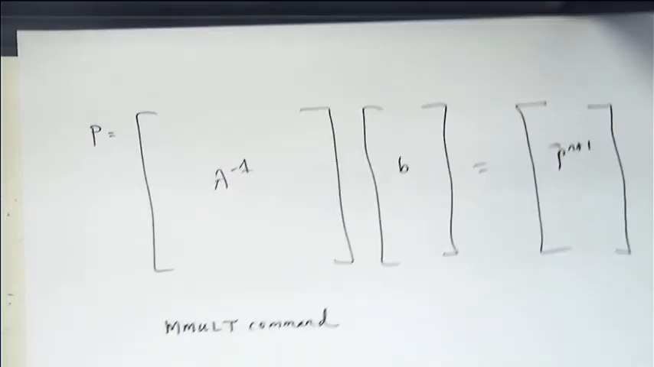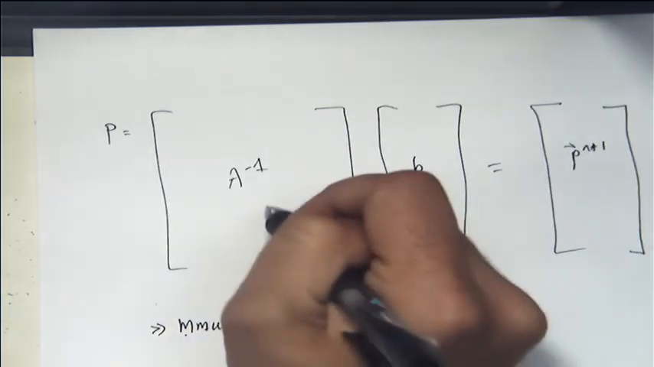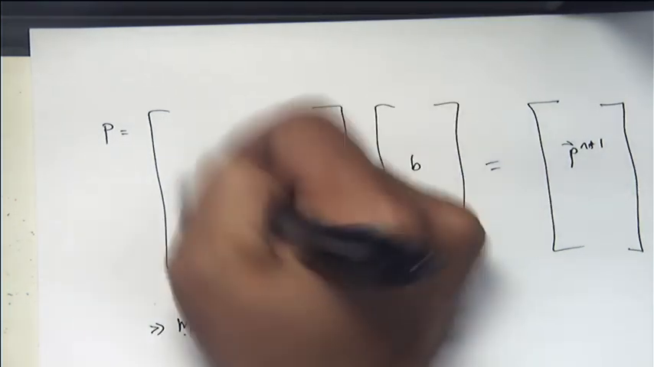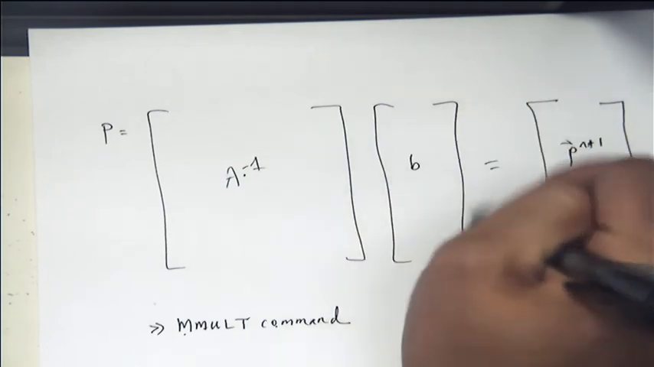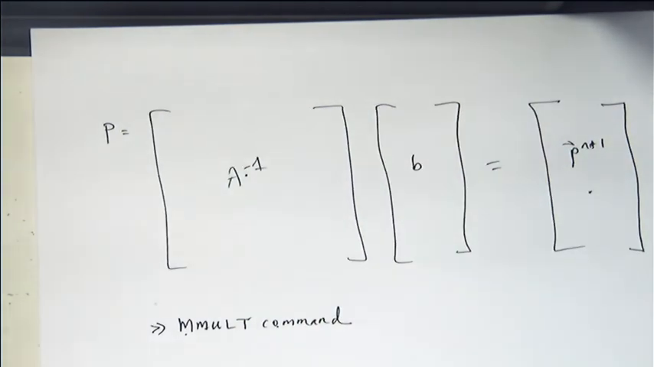We're going to use the mmult command, which is matrix multiplication. That's going to allow us to multiply this matrix A inverse, which we created, times our B vector, and give us our new pressure. There's a couple tricky aspects here, though.